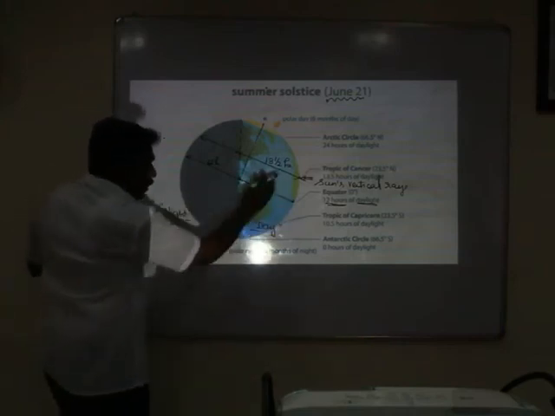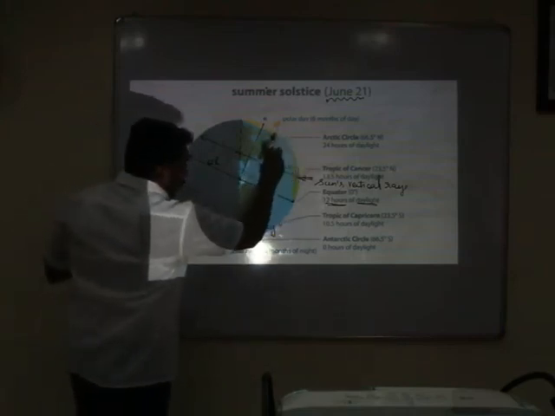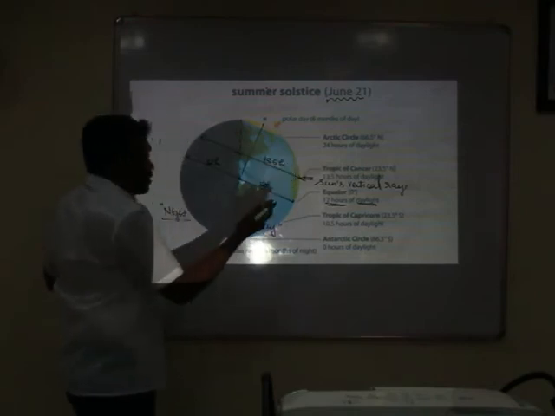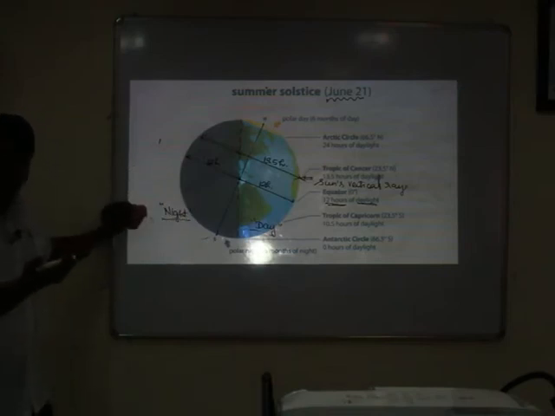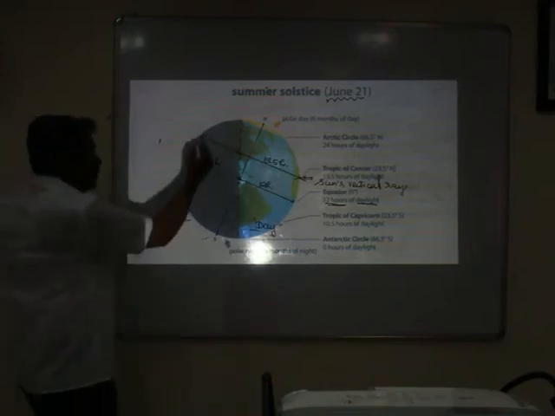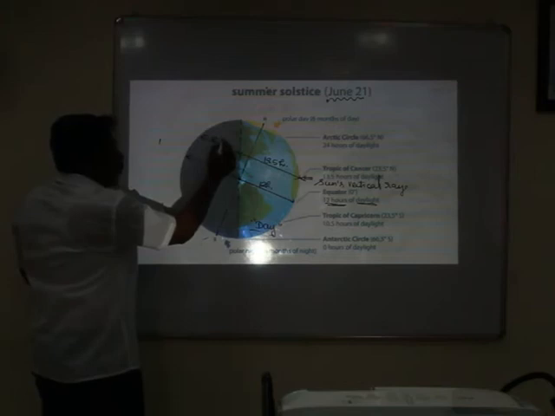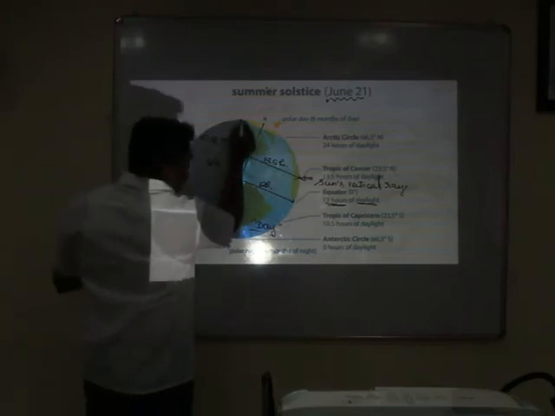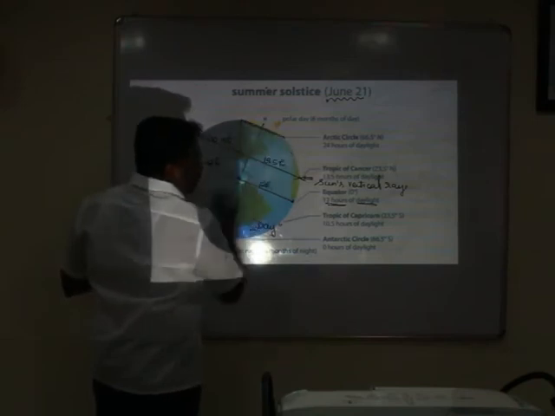So what I have is 13.5 hours, or you can write it as 13 hours and 30 minutes. 13 and a half hours of daylight. It means what I have is only 10.5 hours of night. Am I right?